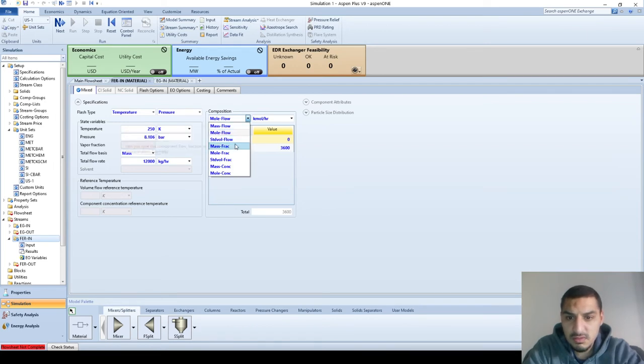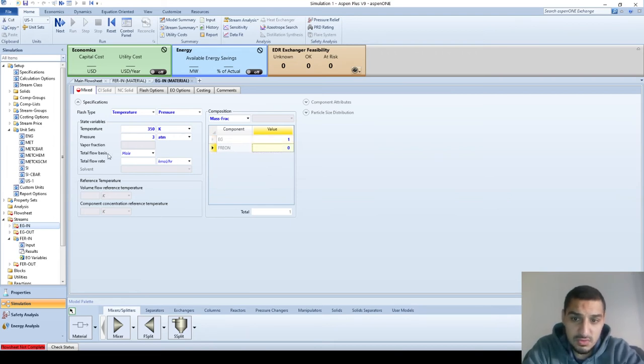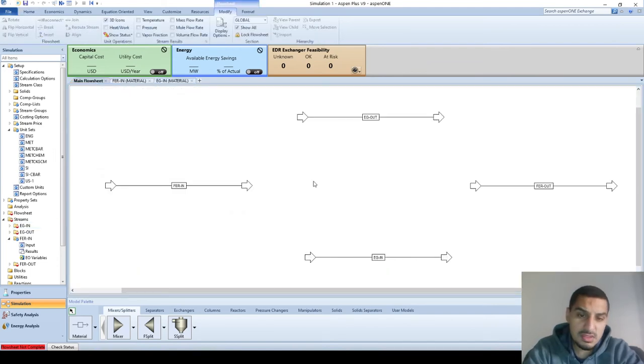This is the mass fraction of ferrione. And for the ethylene glycol in, I know that 350 Kelvin, this is mass fraction. This is 1, and we know 3 atmospheres, so we don't know the flow rate of the ethylene glycol that we are using, and this is going to be a point that we're going to discuss in few minutes. So these are the information that I have that I already defined here.